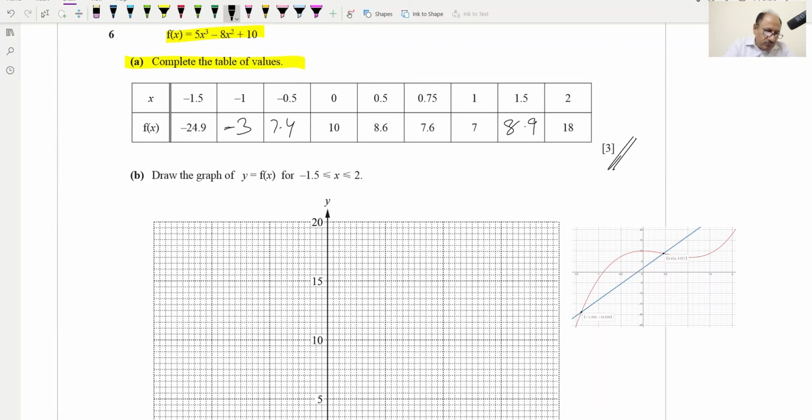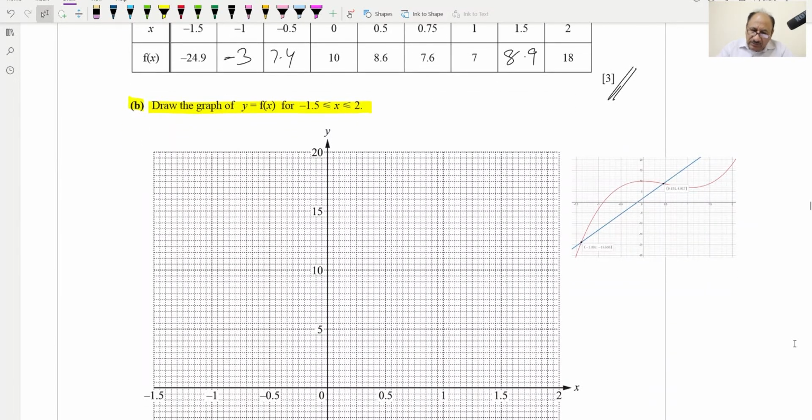Now for B part, what we have to do is draw the graph of y is equal to f of x from minus 1.5 to 2, and this is not part of the question. I have inserted this. I will explain in a while. And now we can draw this.